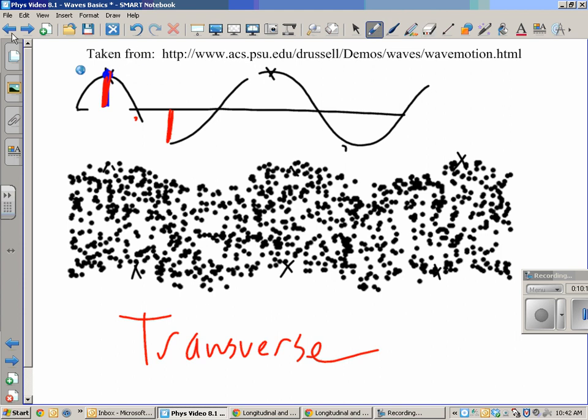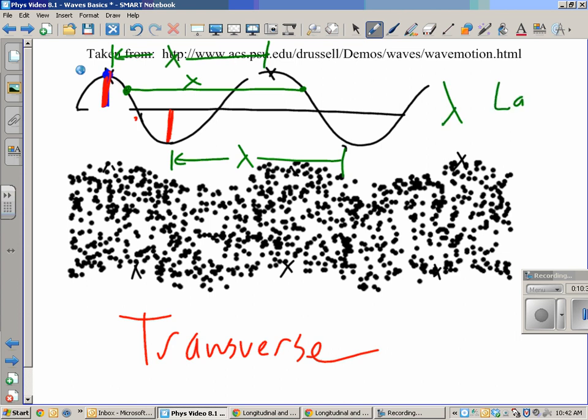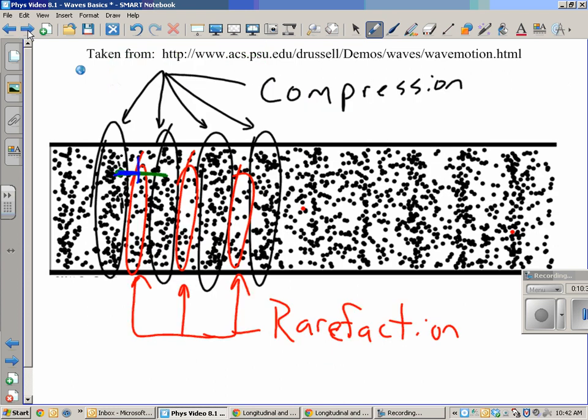All right, so our wavelength then would be, I'll draw it in green here, the distance between two crests, the distance between two troughs, or the distance between any two identical points. Okay, so that's wavelength. The symbol that I'm using here is the Greek letter lambda, and it stands for wavelength. For a longitudinal wave, the wavelength is just the distance between two compressions, or between two rarefactions.